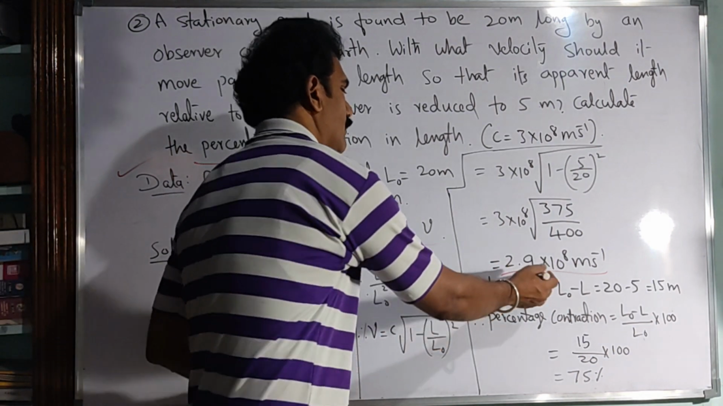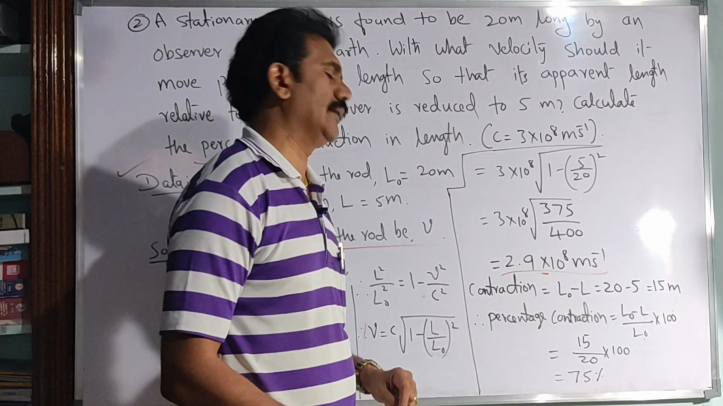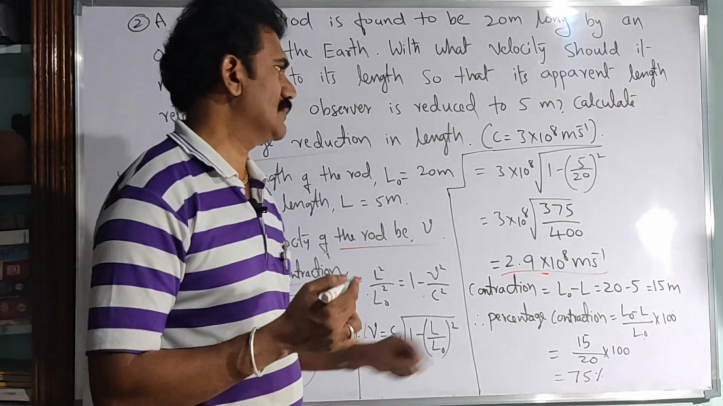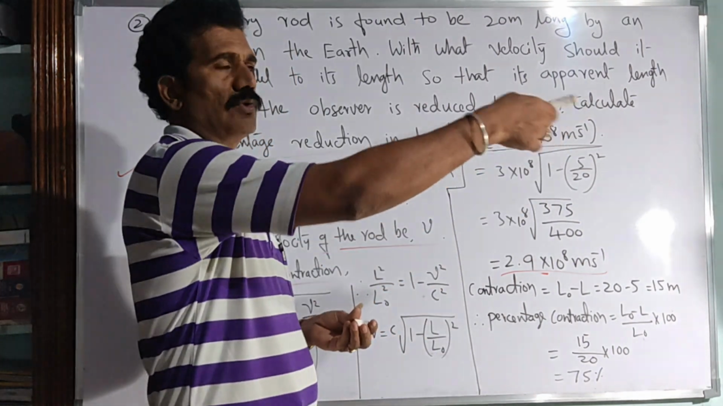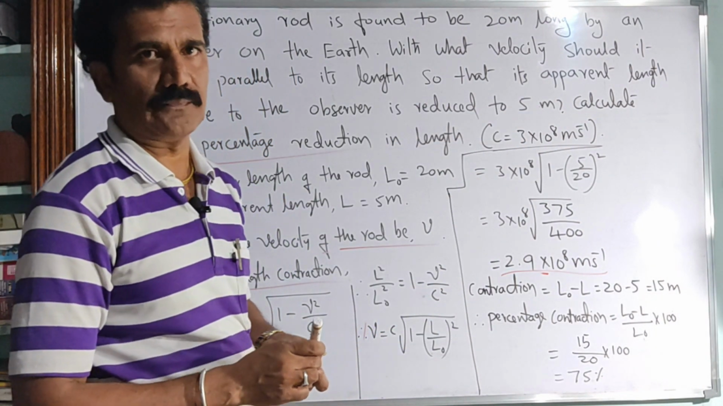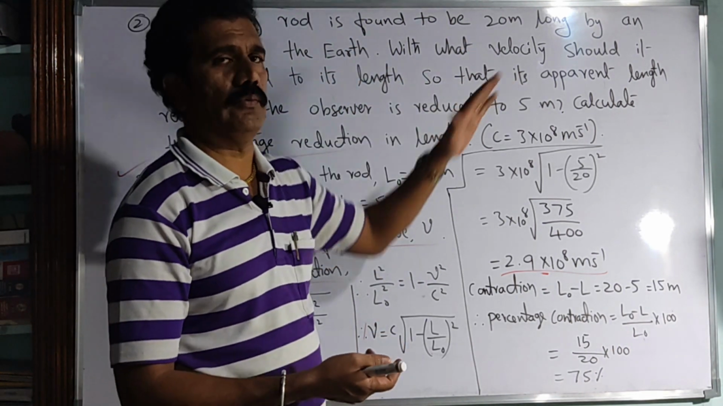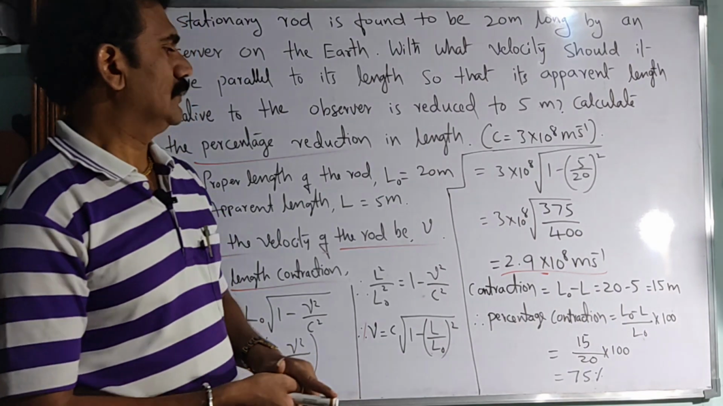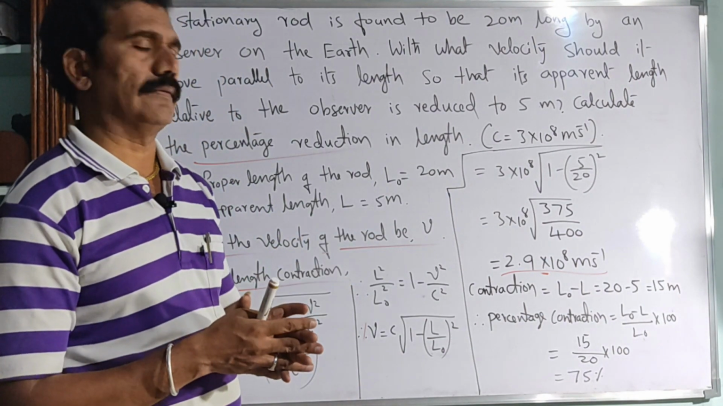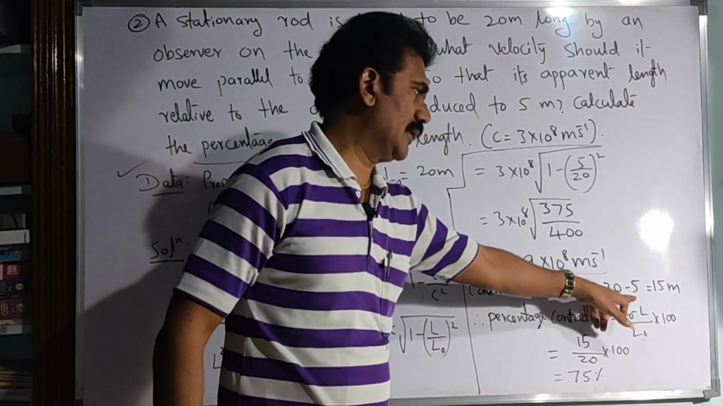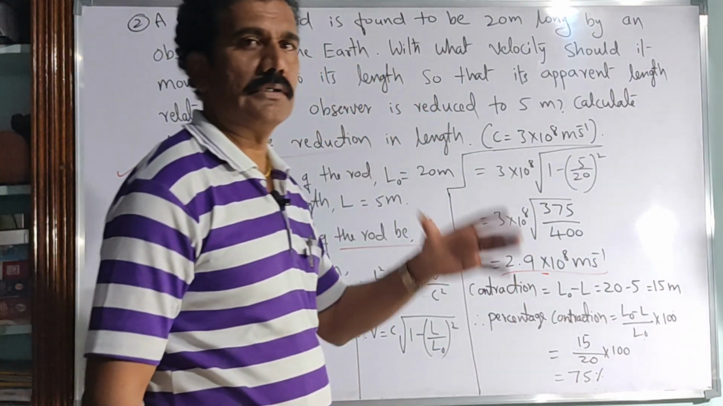Okay, you will get the value of velocity as 2.9 into 10 to the power of 8 meter per second. So that is a little less than the velocity of light. Okay, with that velocity the rod has to move in the parallel direction, so that its length reduces from how much? 20 meter to 5 meter. Okay, then if the length reduces from 20 meter to 5 meter, what is the contraction that happened here? 20 minus 5 you have to do, isn't it? So 20 minus 5 is equal to 15 meter is the contraction in the length.